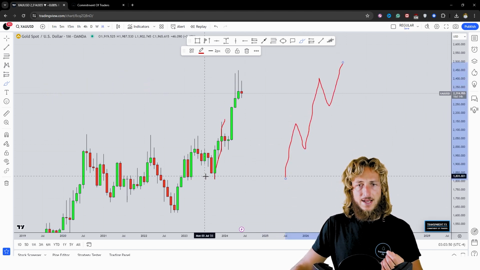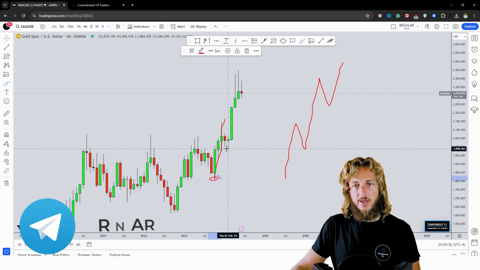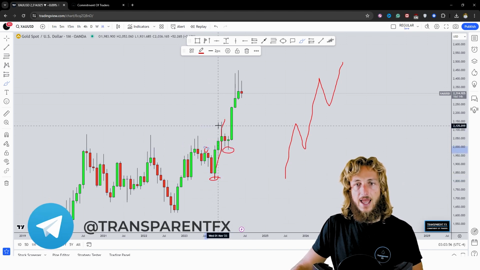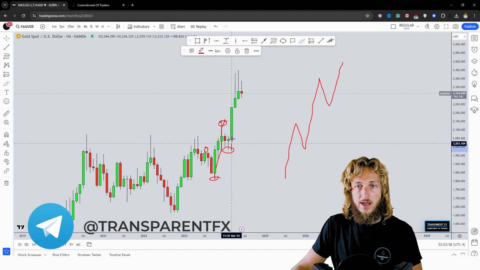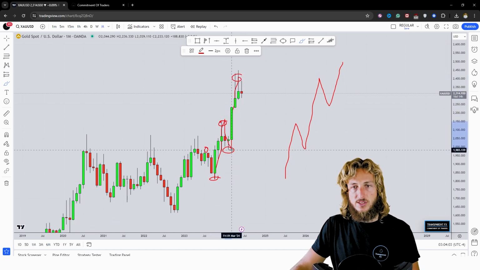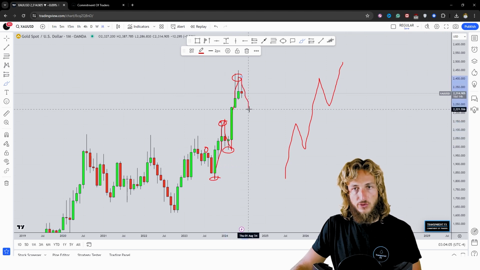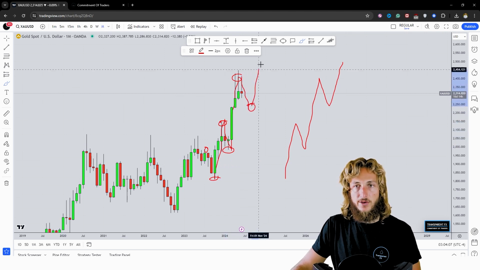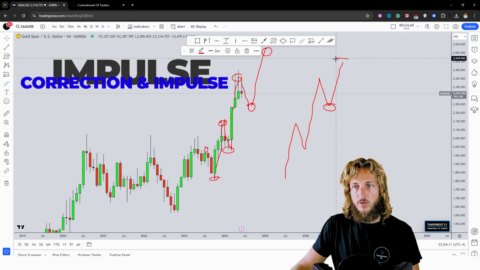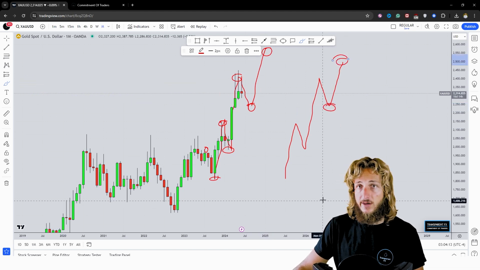Now, the previous low was here. The higher low was here. The previous high was here, and the higher high was here. Now the market just created a new higher high. So the next logical step would be for the market to create a new correction, create a new higher low, and then a new higher high. So essentially create this higher low here, and then a new higher high here.